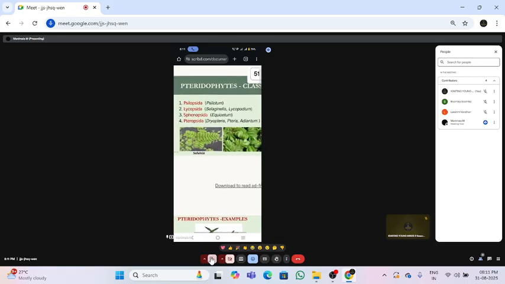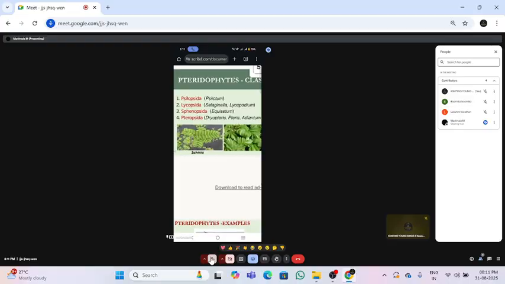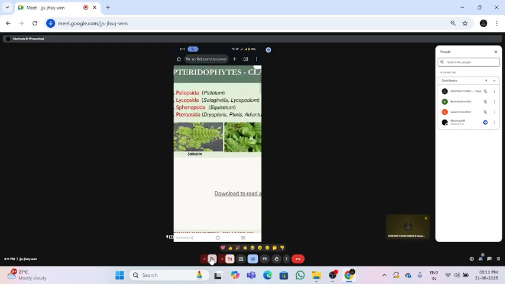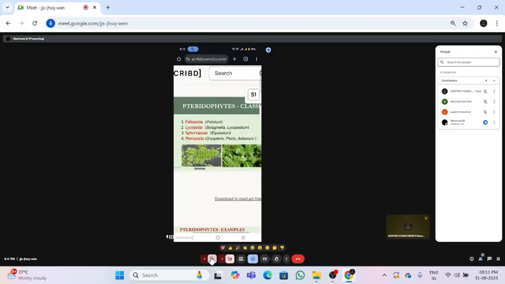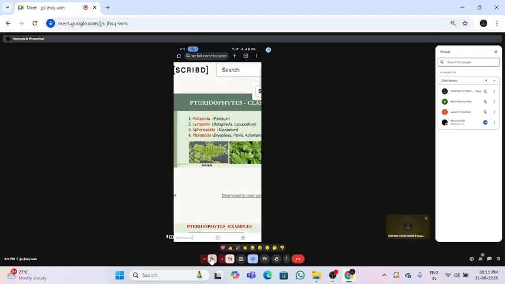Examples of some of the classes: Psilopsida, Psilotum. Lycopsida, Selaginella and Lycopodium. Sphenopsida, Equisetum. Pteropsida, Dryopteris, Pteris and Adiantum. So these are some of the examples of the classes of pteridophytes.